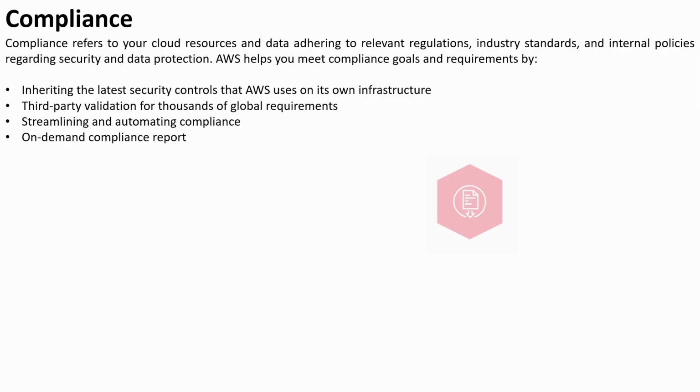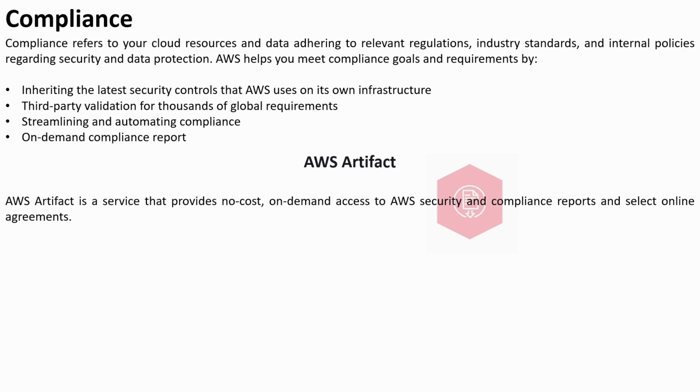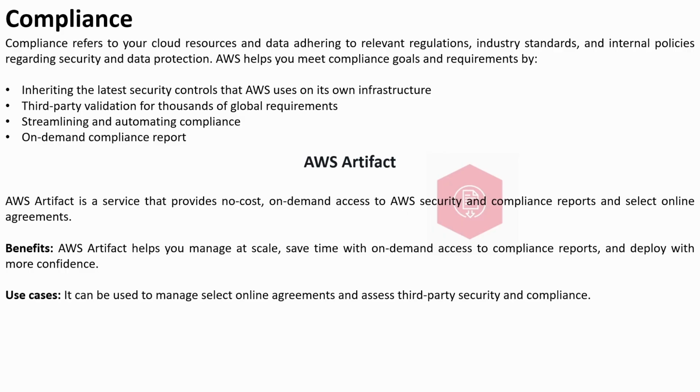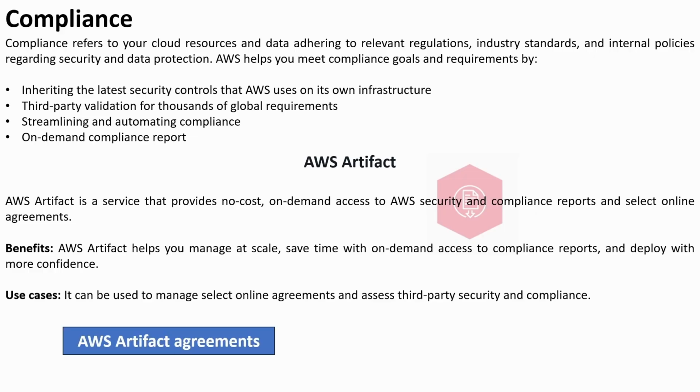For compliance reports, we have AWS Artifact. Artifact is a service that provides no-cost on-demand access to AWS security and compliance reports and select online agreements. If I talk about benefits, AWS Artifact helps you manage at scale, save time with on-demand access to compliance reports, and deploy with more confidence. If I talk about use cases, it can be used to manage select online agreements and access third-party security and compliance reports. AWS Artifact consists of two types: Artifact agreements and Artifact reports.